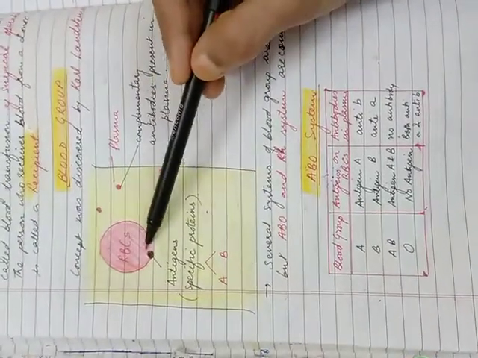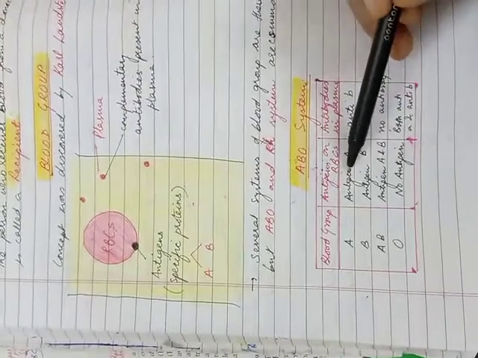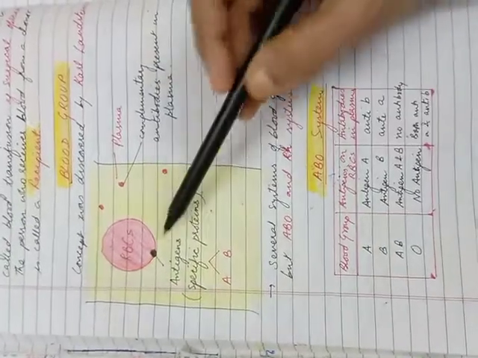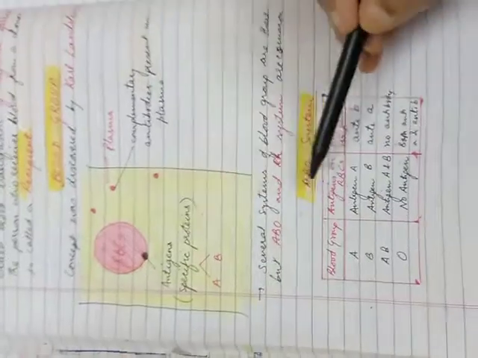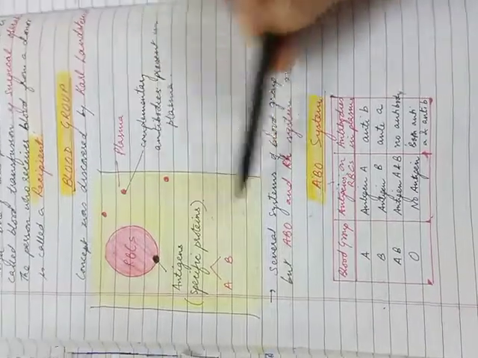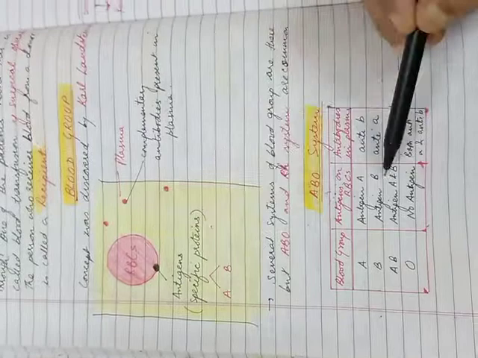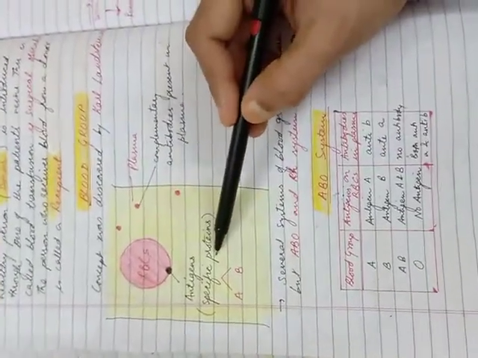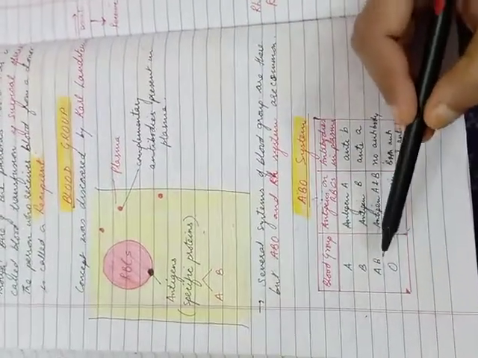Suppose there is only one antigen present on the surface of the RBC of the person, and it is antigen A. So the blood group of that person would be blood group A. So antigen is the determining factor, children, to determine what blood group a person has. If it is antigen A, blood group will be A. If the presence is of antigen B, the blood group will be B. Now, sometimes both are present. If both are present, it becomes AB blood group, and sometimes both are absent. In that case, when the antigens are absent, blood group becomes O.